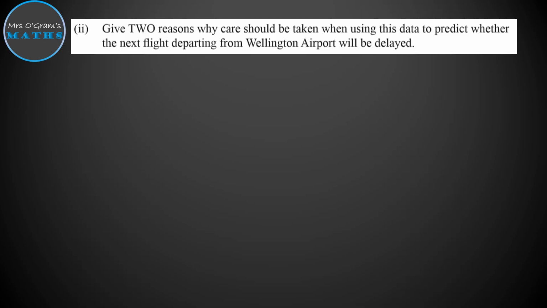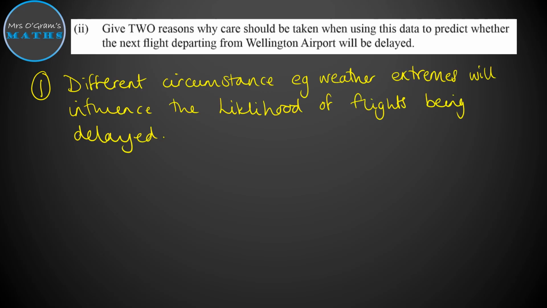Okay, so now we want 2 reasons why we should take care if using this data to predict the flights departing from Wellington Airport. Okay, so number 1. You can have different circumstances on different days. So if you get extreme weather conditions on one day, it'll have a much higher chance of experiencing delays than a fine, sunny, clear day that all the flights can take off as planned. You also might get different fluctuations in the days of the week as well. You could talk about that as being a different circumstance for the different days. So you would expect weekends to be busier and potentially more problems because there's more people coming through and might cause more delays.